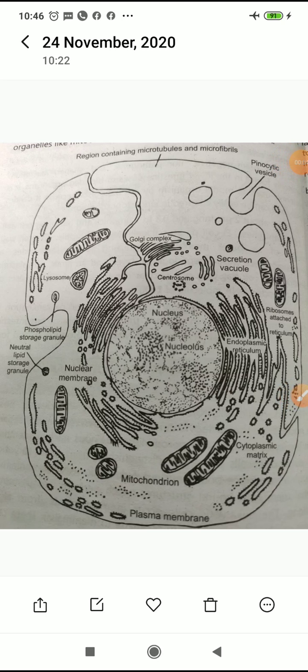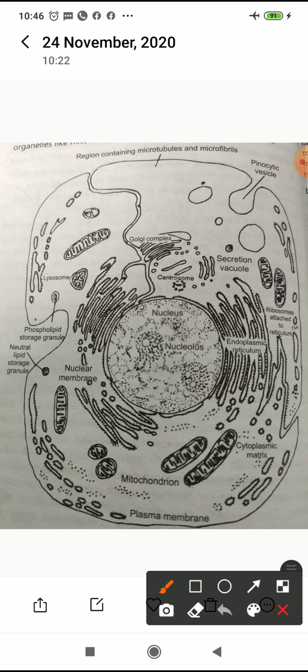See here, it is a typical eukaryotic animal cell. Here you can see a membrane bounded cell organelle, that is lysosome.